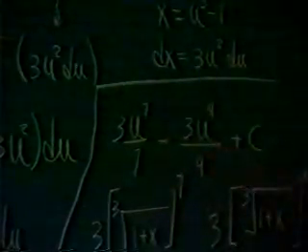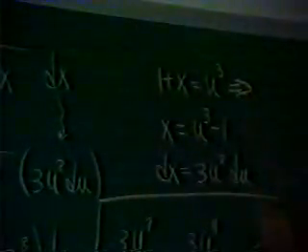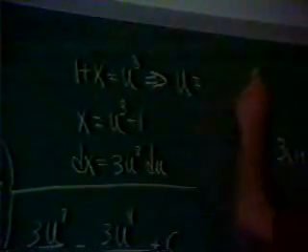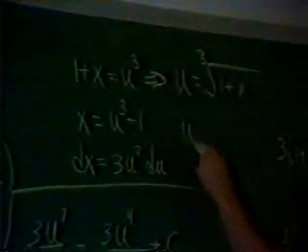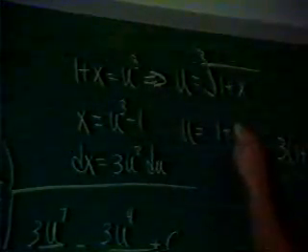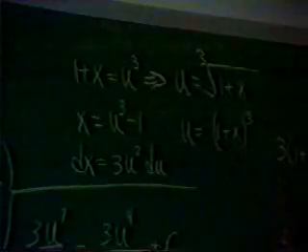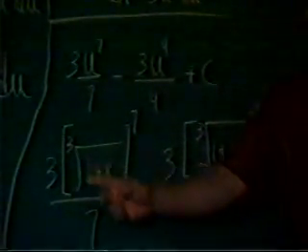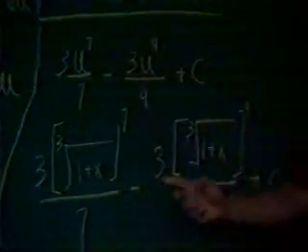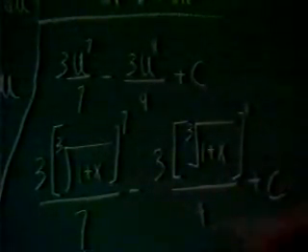Replacing u, we note in our original statement that 1 plus x was u to the third power. Therefore, u would be the third root of 1 plus x, or we could have written it as 1 plus x to the 1/3 power. Either way you want to do it is fine. Replacing u, we have 3 times the cube root of 1 plus x, this quantity raised to the 7th power, all over 7, minus 3 times the third root of 1 plus x raised to the fourth power, quantity over 4, plus c.